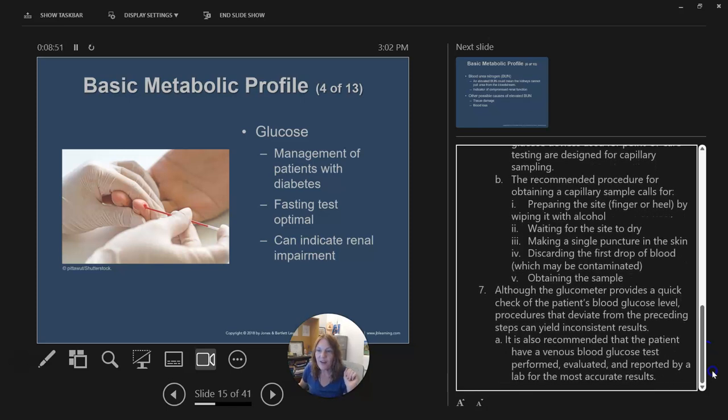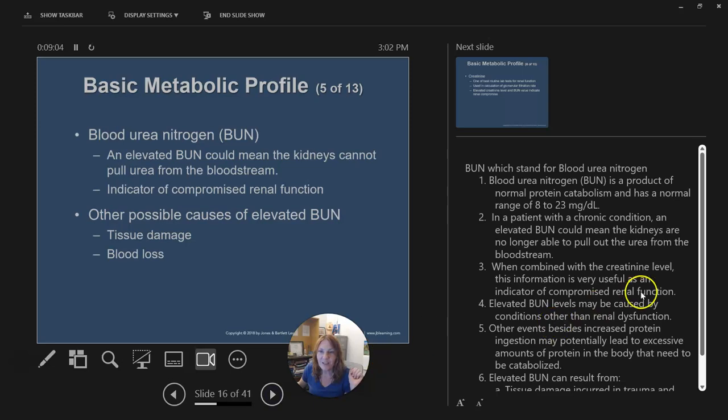Although the glucometer provides a quick check of the patient's blood glucose level, procedures that deviate from the preceding steps can yield inconsistent results, so always be consistent with those. Always do the same thing every time.